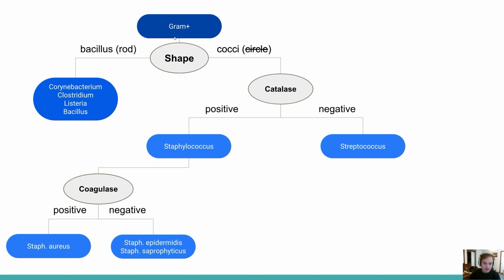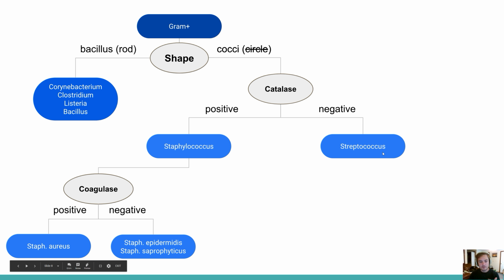So just in review, we have the gram-positive. That's the first thing we're going to do. We're going to gram stain it, look at the shape. They're little circles, the cocci. Then we do a catalase test to see if it's Staphylococcus or Streptococcus. If it's staph, we do coagulase to see if it's Staph aureus or a coagulase-negative staph.